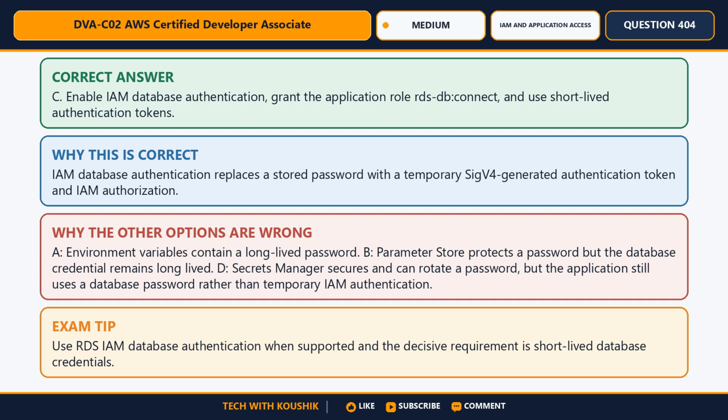Why are the other options not correct? A. Environment variables contain a long-lived password. B. Parameter Store protects a password but the database credential remains long-lived. D. Secrets Manager secures and can rotate a password, but the application still uses a database password rather than temporary IAM authentication. Exam tip. Use RDS IAM database authentication when supported and the decisive requirement is short-lived database credentials.